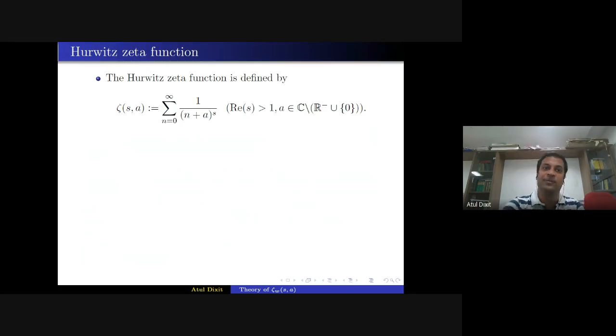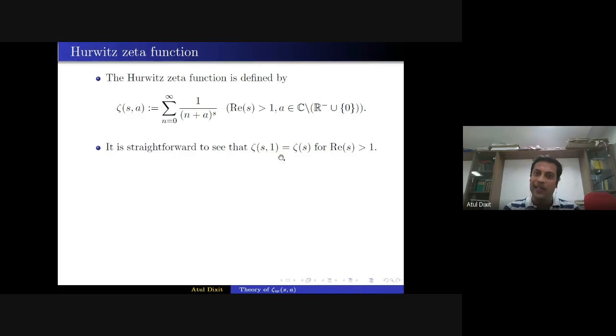Because Hurwitz zeta function is appearing in this formula, let me briefly go over the basic properties of the Hurwitz zeta function. So everyone knows that zeta of s comma a is given by this absolutely convergent series for real part of s greater than 1, summation 1 upon n plus a to the s. When a is 1 and when the real part of s is greater than 1, it is trivial to see that the Hurwitz zeta function reduces to zeta of s. Actually, this is true for all complex s, but let us not go into how to prove that now. But for real s greater than 1, it is trivial.